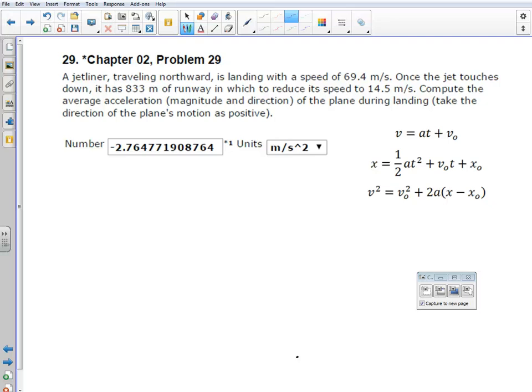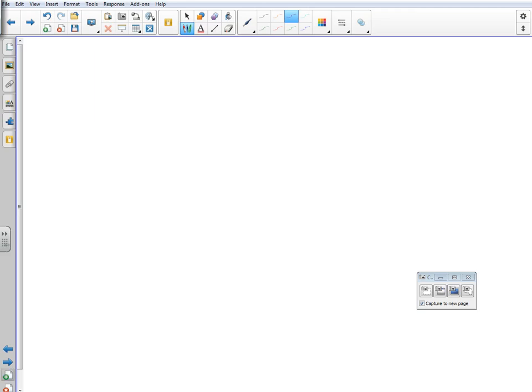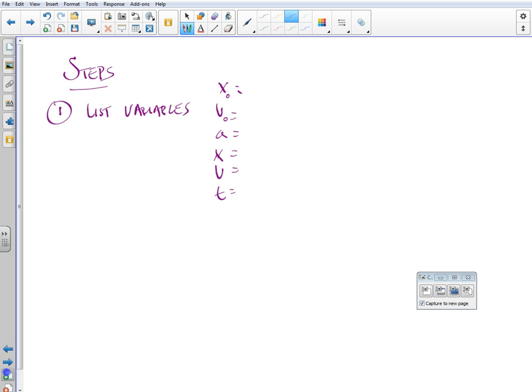So, before we really get into this problem, it's probably not a bad idea to recap or summarize the steps when you're solving a kinematics problem, a one-dimensional kinematics problem. First, list your variables. That's literally writing down x0, v0, acceleration, and then x final, v final, and t. Writing down those 6 items.